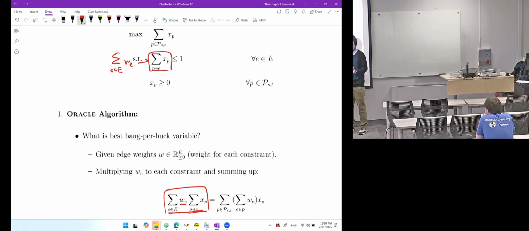What is the path with smallest coefficient? It's not quite the path with the smallest number of edges, but it's the shortest path when you use the weights as distance. Exactly. It's really just the shortest path from S to T when the weight on each edge is w. And so that's all we need to find the best bang per buck variable: just find the shortest path from S to T when the weight is w.